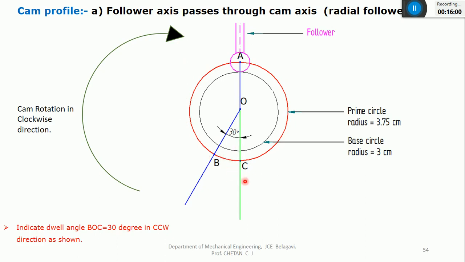And the next angle is 120, the return stroke angle. That is COD. It is nothing but 120 in a counterclockwise direction. Again, I'll indicate the alphabet with respect to the prime circle. And the last angle will be DOA, which will be 60. So these are the four angles I have indicated, and I have taken the reference as this prime circle.